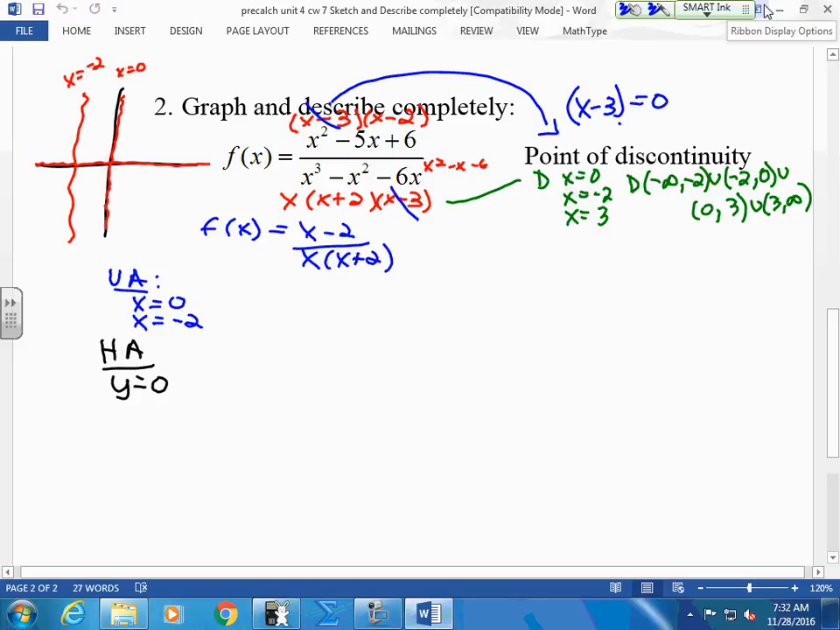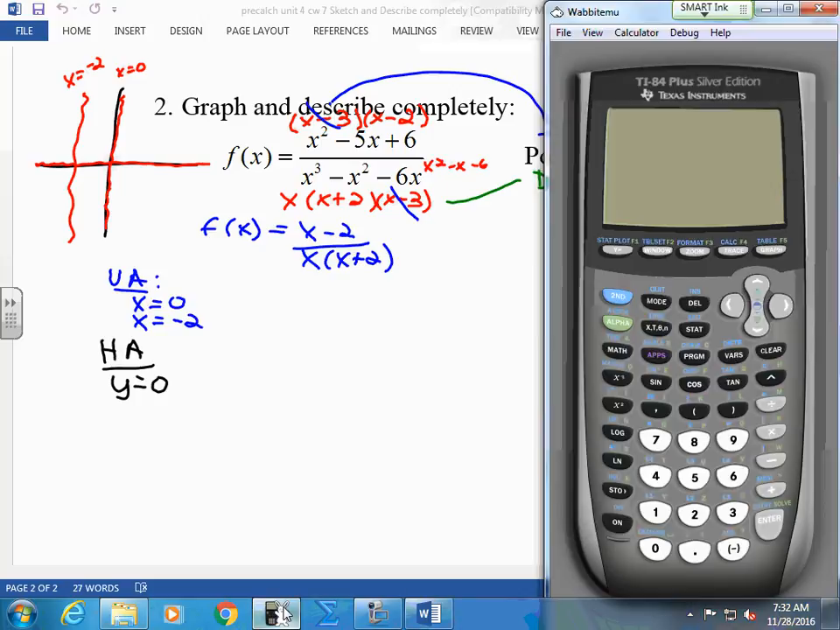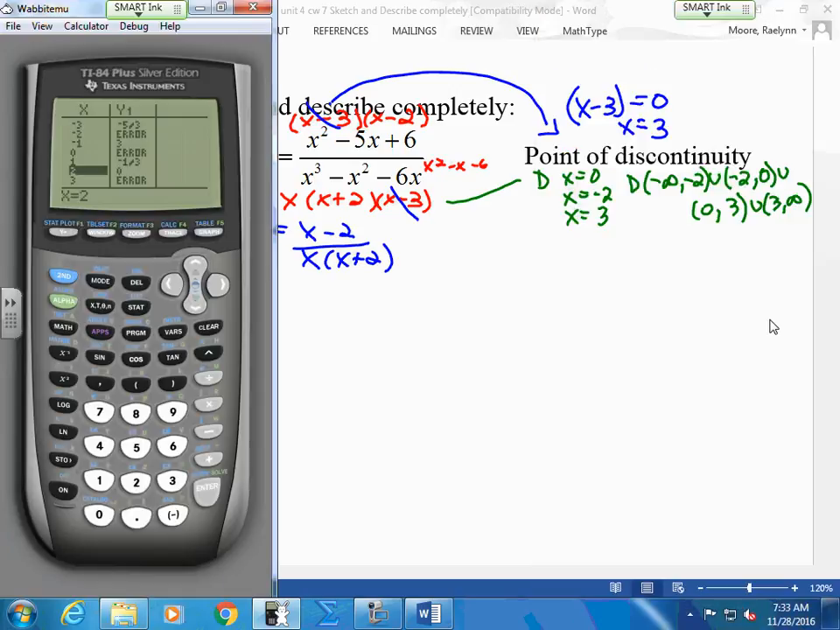Now, my point of discontinuity. When I set this equal to 0, my point of discontinuity is at 3. My domain says you can't use 3, but that's just one little point. If I look at my graph, I really can't see that I can't use 3. But if I look at my table, I'll be able to see it in here. It'll come down and say, whoops, error. It says -2 error, and I know that. It says 0 error, and it says 3 error. But I can't see why I can't use that.